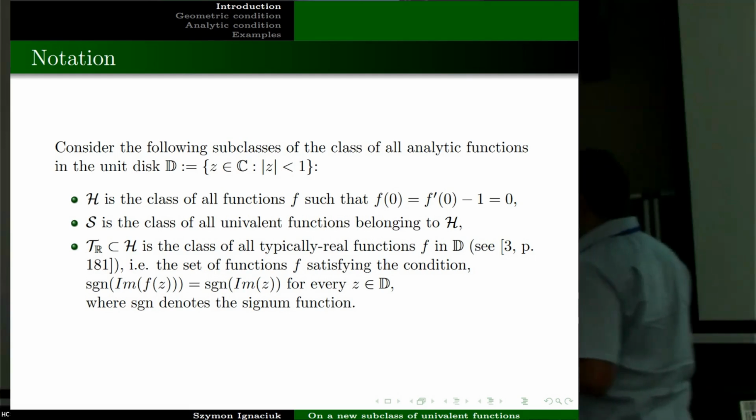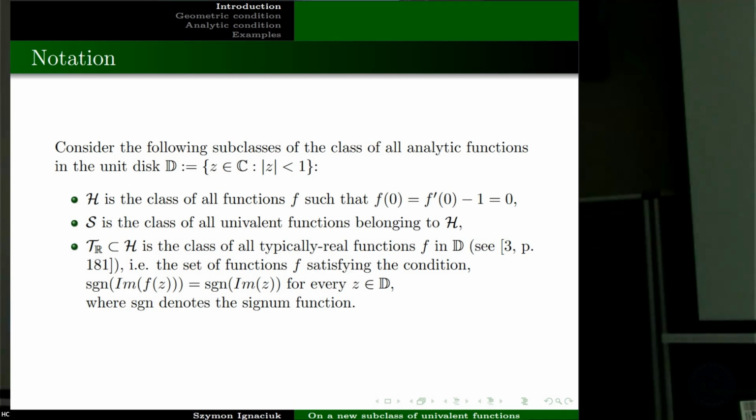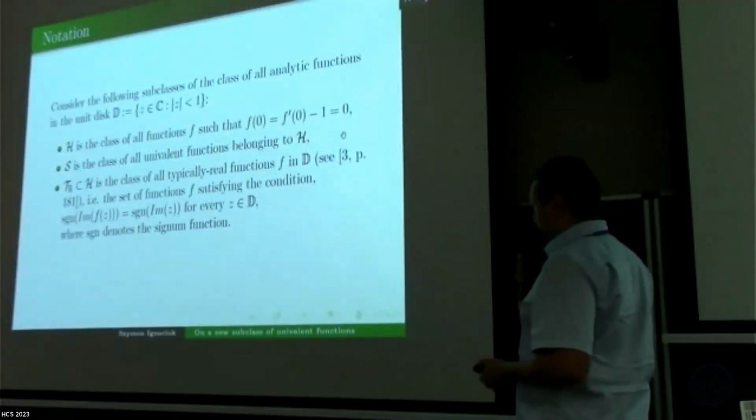TR is the class of all typically real functions f in the disk, that are functions that satisfy the condition signum of the imaginary part of f of z is equal to signum of the imaginary part of z, whatever z in D. Here signum is the signum function. One of the properties of these TR functions is that they are symmetrical with respect to the real line. So everything I will be talking about here will take place in the upper half of the complex domain.